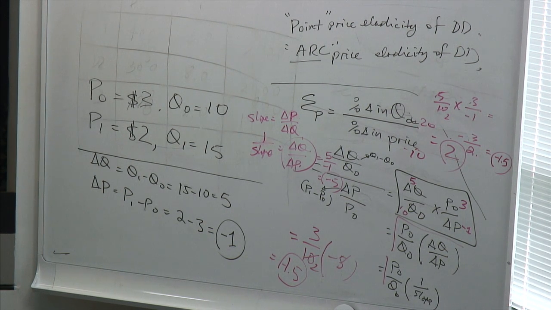Now, if the other answers say it the other way, like a 10% increase in price will lead to a 20% decrease in quantity demanded, that is also correct, as long as they move in the opposite direction.